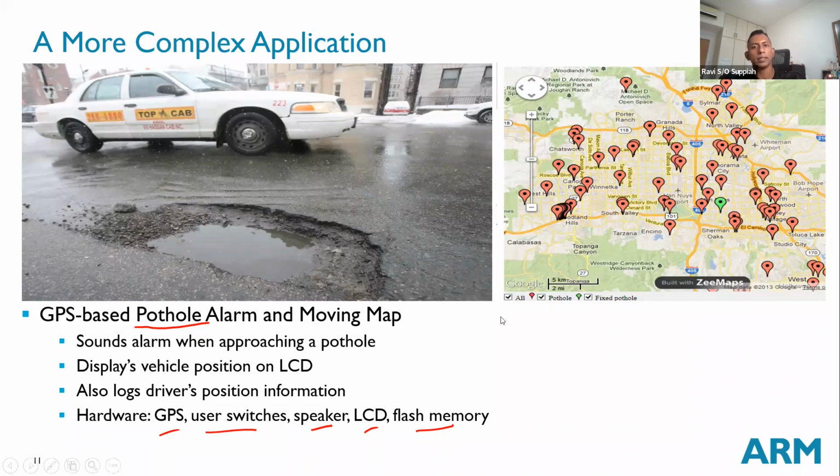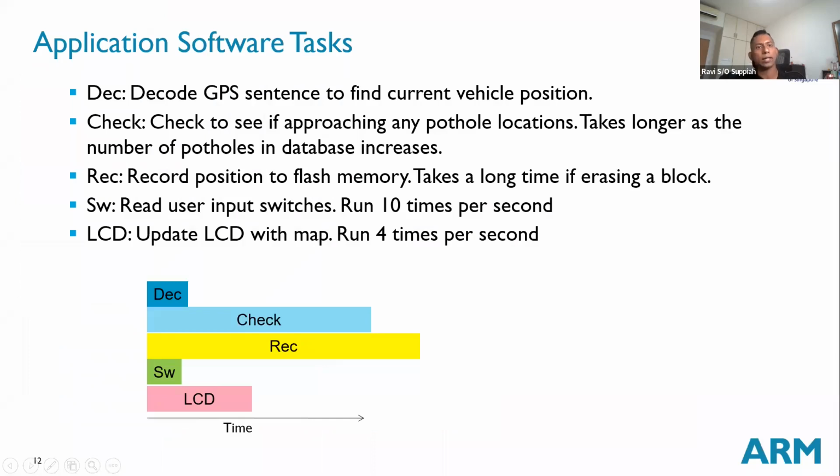Okay, so let's look at this in a bit more detail and try to understand how we can go about doing this. If I break it down into a series of software tasks, I firstly need to decode. Whenever new GPS data arrives, I will need to decode it to find the current position. Then I need to do a check, because I will have a database that tells me where all the locations are, and I need to check whether I'm nearby any of the potholes.